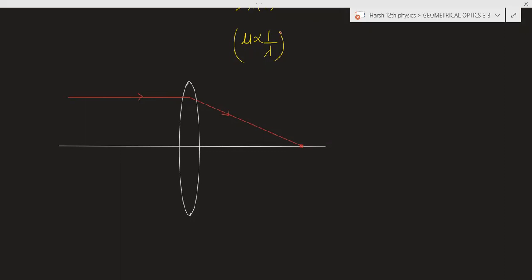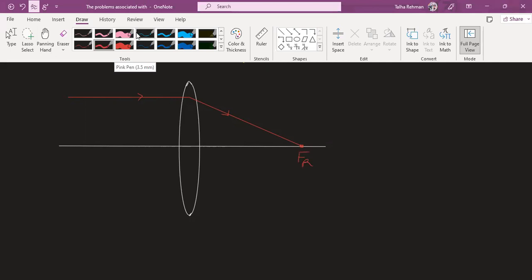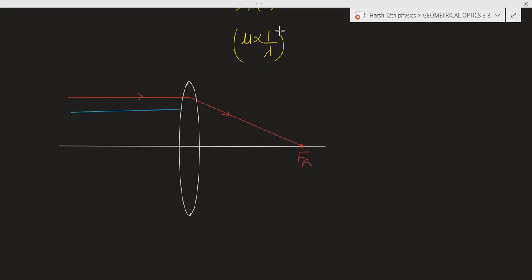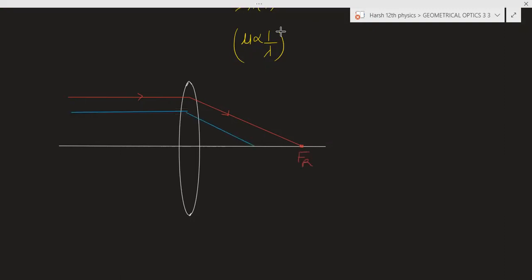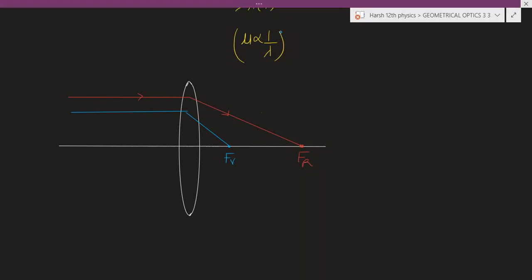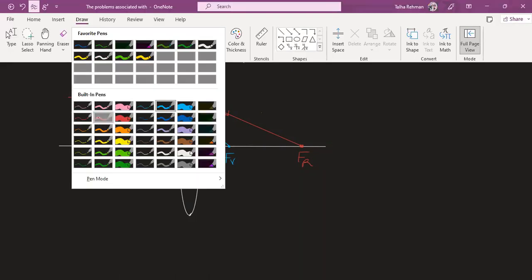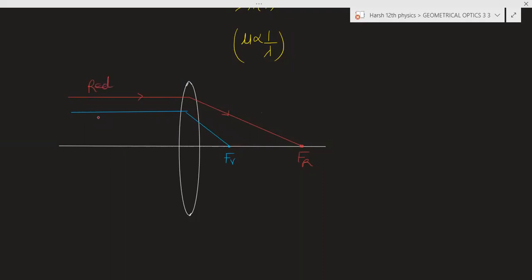It will be red. This will be the focus of the red color. For the violet color, the converging will be different. Somewhere here will be the minimum. So this violet color will meet here. This is the red color, and this is something like the violet color.